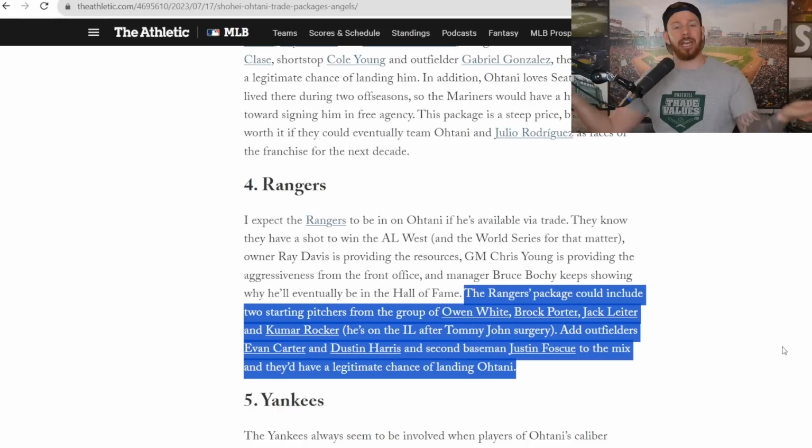I mean, the fact that you're just saying Evan Carter, like, it's not even a big deal. Evan Carter is one of the best prospects in the game. He is easily their top prospect right now, and he's doing extremely well in the minor leagues this year. So kind of just nonchalantly saying Evan Carter, like it's not even a big deal, that just blows my mind here. And Dustin Harris as well, and Justin Foscue.